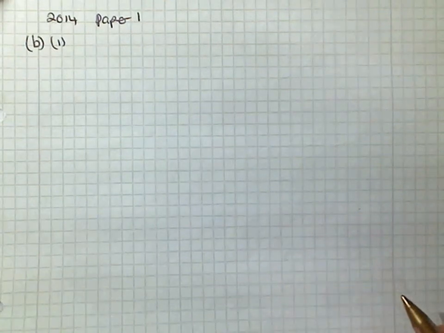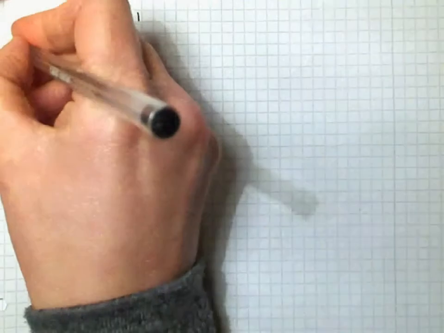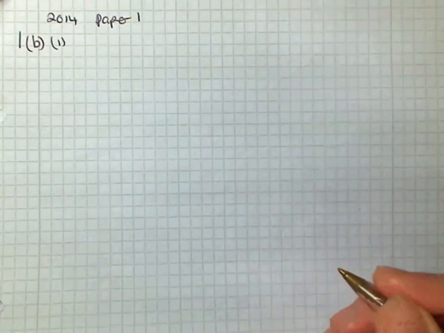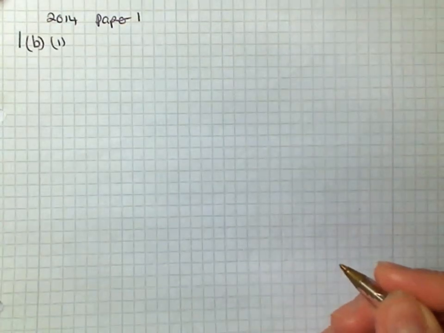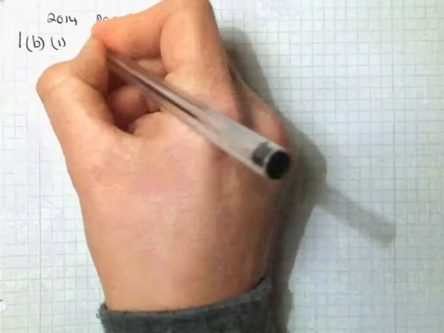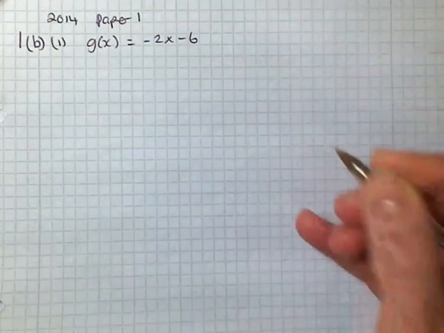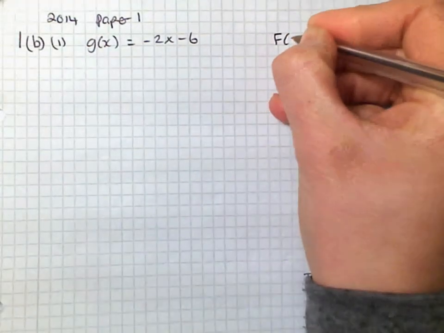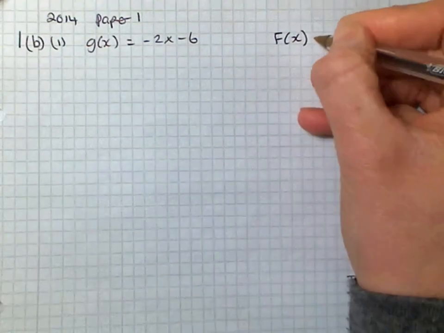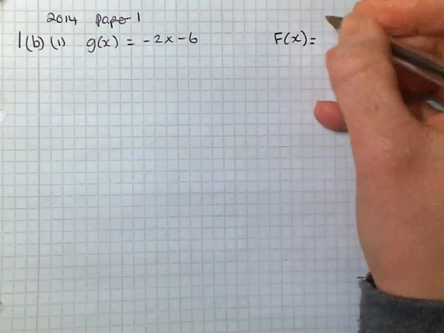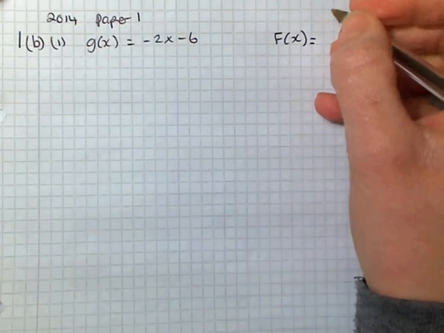2014 paper 1, question 1b part 1. The graph of the function g of x equals minus 2x minus 6, and it intersects f of x. You're told, by letting g of x equal f of x, find the coordinates of the points where the two graphs intersect.